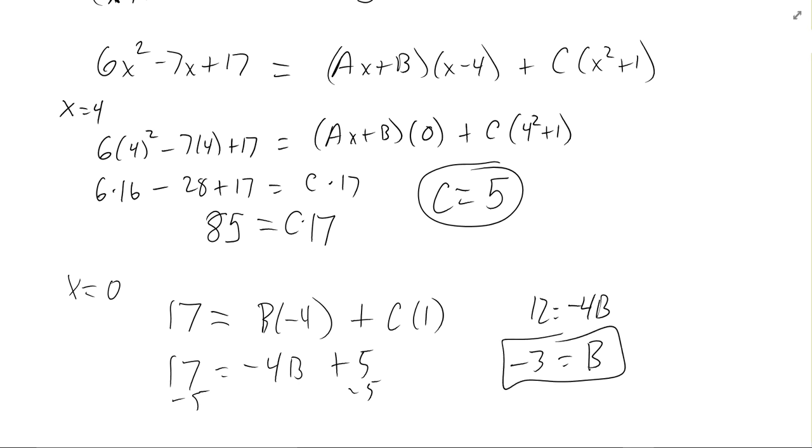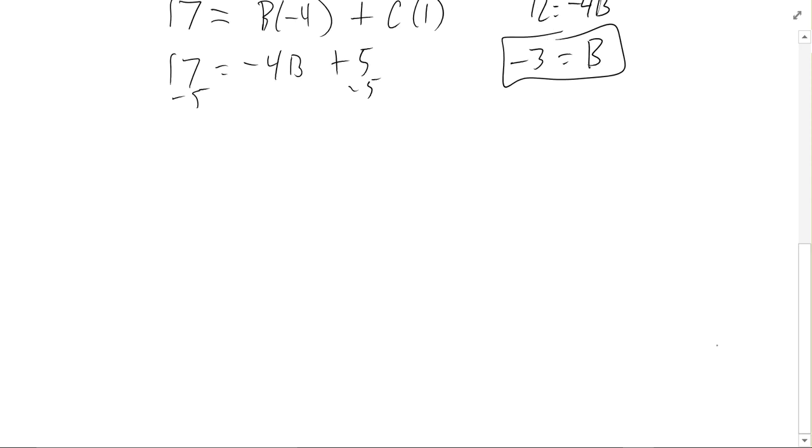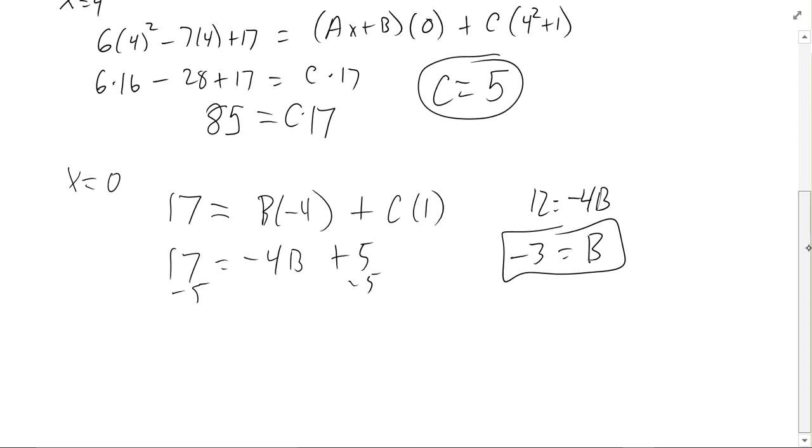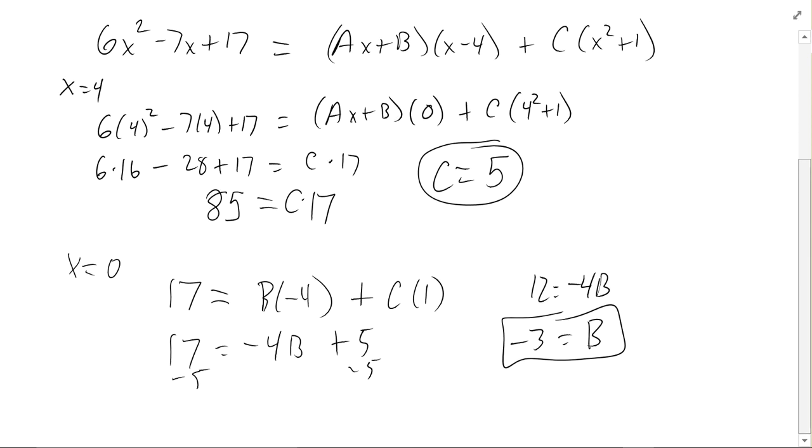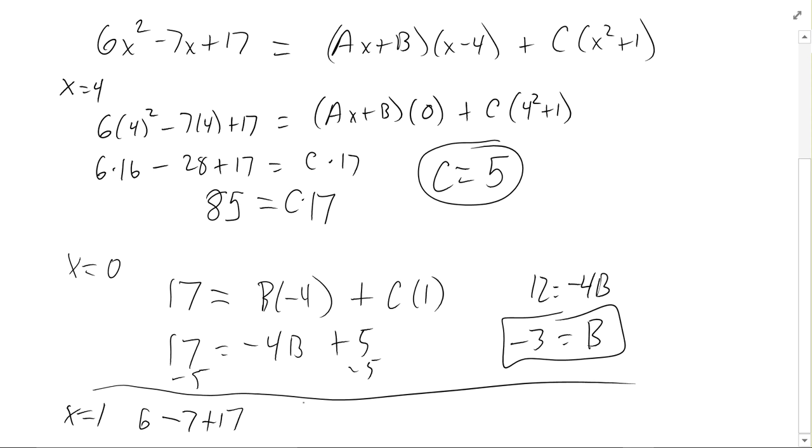It's so nice that these are all working out to whole numbers. Unfortunately, in real life, that doesn't always happen, but this way we're not getting caught up in the arithmetic. We can focus on the math. All right, now I need to find a. I know what b and c are. I need to find a. Let's try x equals 1. That's generally a pretty easy number to plug in. I'll have 6 minus 7 plus 17 on the left-hand side.